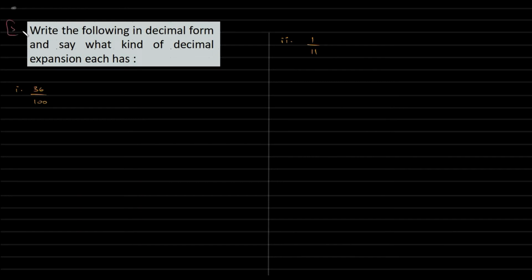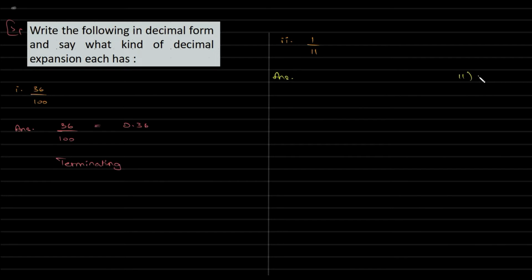Write the following in decimal form and say what kind of decimal expansion each has. The first question is 36 by 100, which you know is 0.36, which is terminating, because the division stops. So that's terminating.